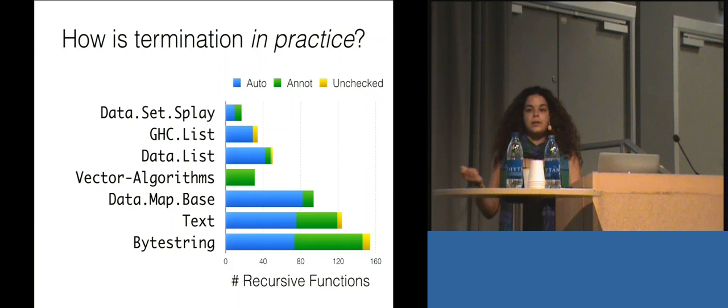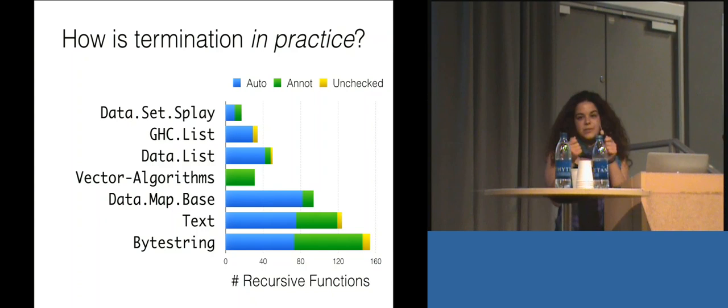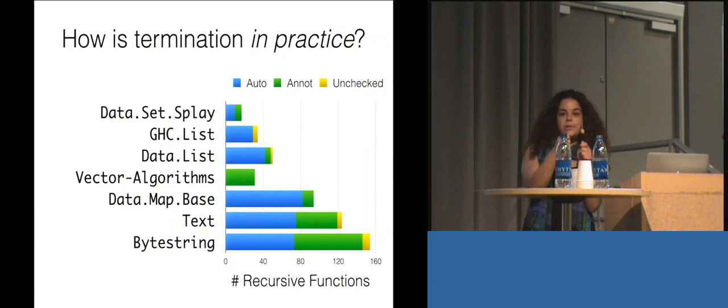Yeah, so I think Eric will talk about it tomorrow, but what we do is that from Haskell to Core, GHC actually inserts some error functions. So we give this error function a precondition that says false, which means that Liquid Haskell can verify that all these functions with a false precondition will never be called.